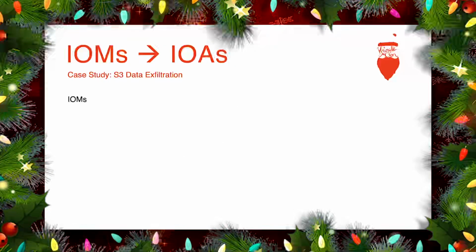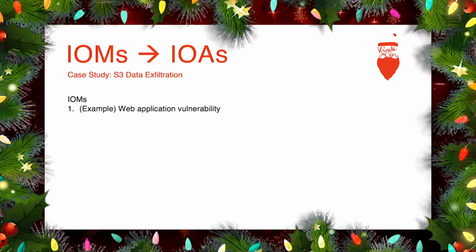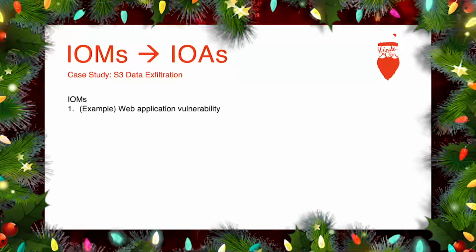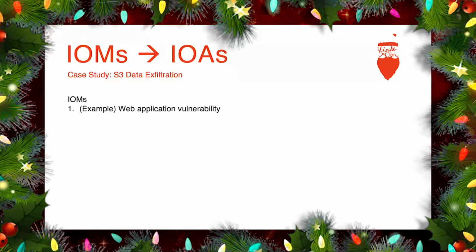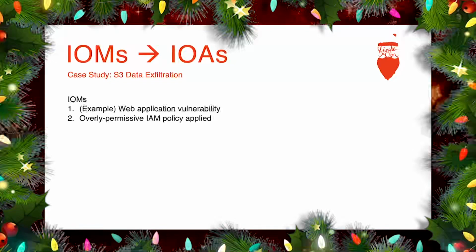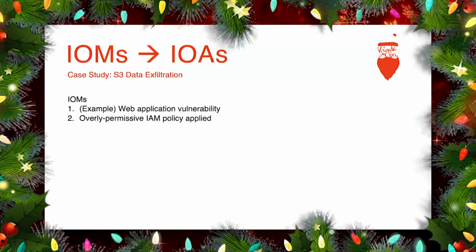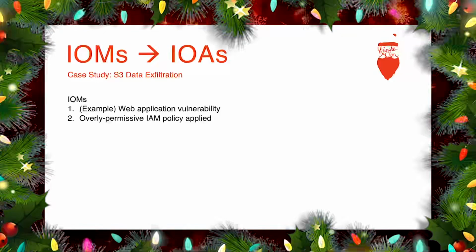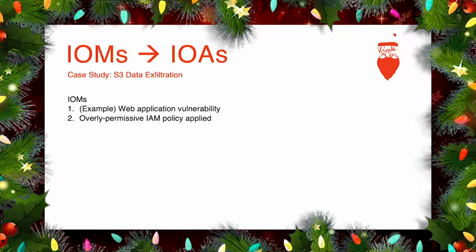So in this scenario, there are both IOMs and IOAs that are applicable. We will say that the keys got compromised originally through a web application vulnerability. And that's an IOM on its own. Then there's an overly permissive IAM policy applied, which allowed the user to enumerate objects and buckets in S3 and exfiltrate that data all from one account and change the permissions by making it public.